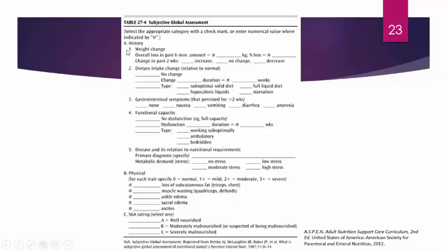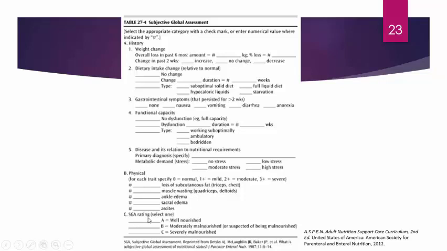And you see here it goes through different components such as your patient's history, any dietary intake changes the patient's had, the presence of GI symptoms, functional capacity, disease and its relation to nutritional requirements. If your patient has a high metabolic or stress demand, say if they're in the ICU, for example, they might have a high level of stress, but if they're not sick at all, they're on the outpatient side, they may not have any level of stress. You might also do a physical exam that may indicate some level of edema, muscle wasting, or loss of subcutaneous fat.